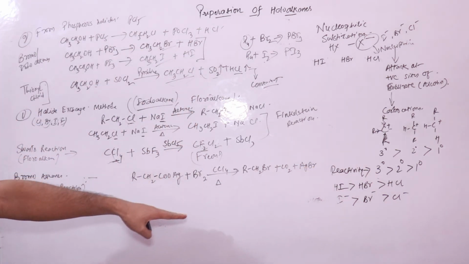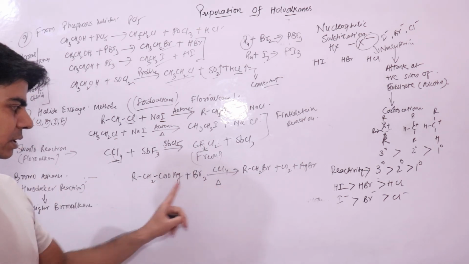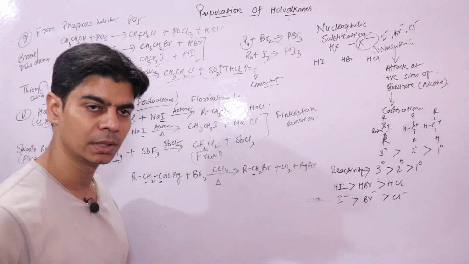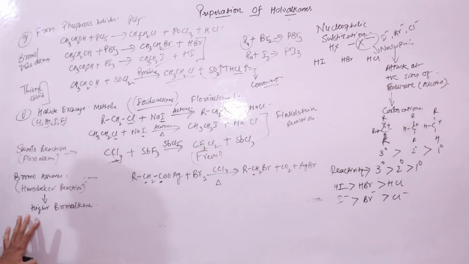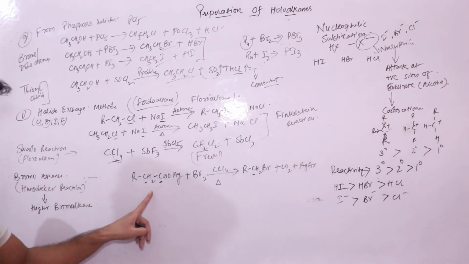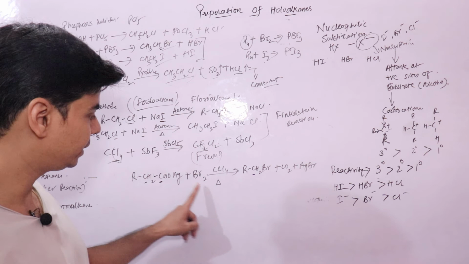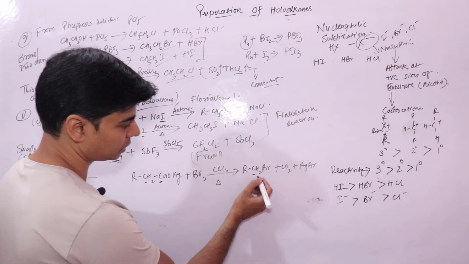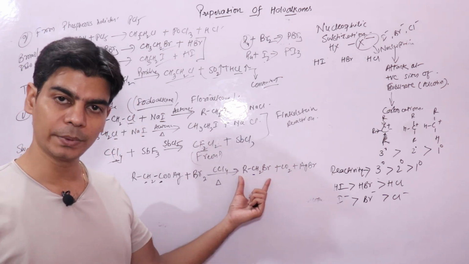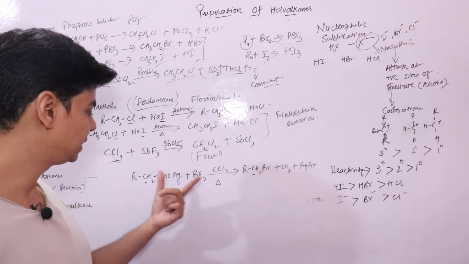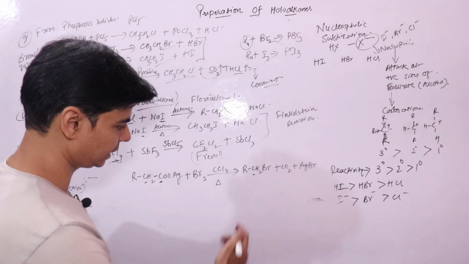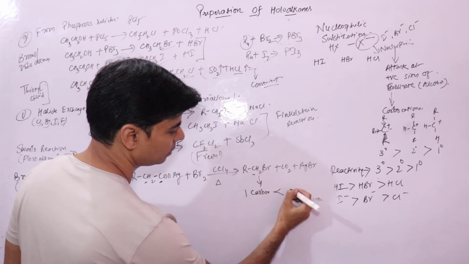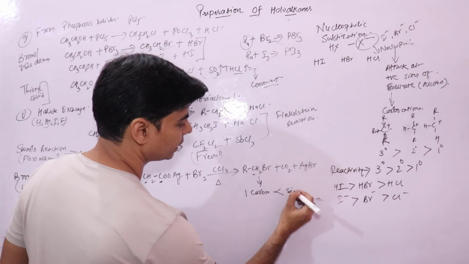Just look at these reactant and product. Here you have 2 carbon atoms, here you have 1 carbon atom. So in the Hunsdiecker reaction, the preparation of bromoalkanes from the silver salt of fatty acids treated with bromine in CCl4 with heating, the bromoalkane obtained will contain 1 carbon atom less than the silver salt of the fatty acid.